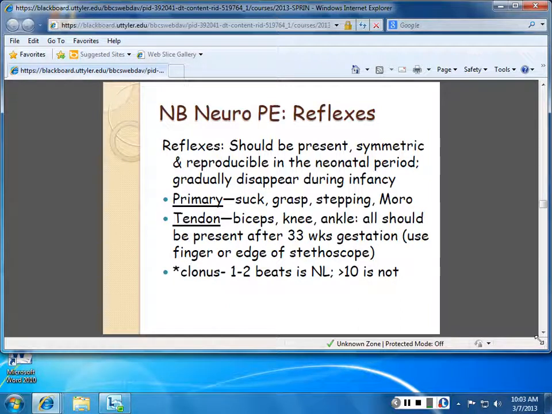Okay. Tendon. You can check biceps, knee, and ankle reflexes. They should all be present after 33 weeks gestation. To check tendon reflexes, DTRs on a baby, just use your finger. You can use the edge of your stethoscope. Don't use your hammer. It's too much. Clonus. It's normal to have 1 to 2 beats of clonus when you pick up your foot and your ankle. Clonus is their foot kind of responding this way. If they have 10 beats or more of clonus, that's abnormal, and there's something going on.